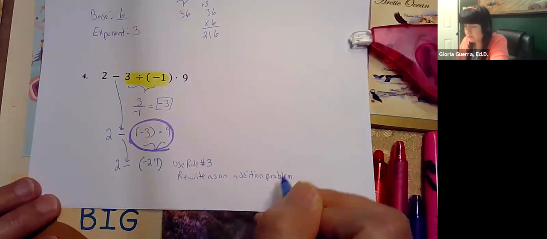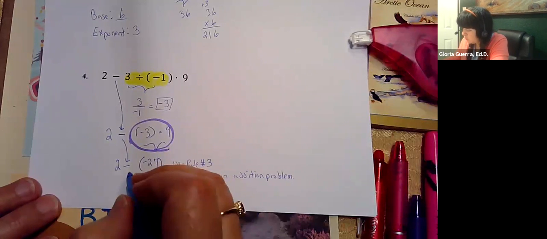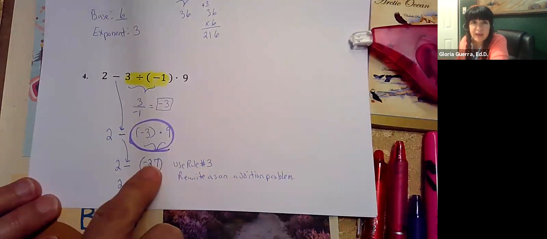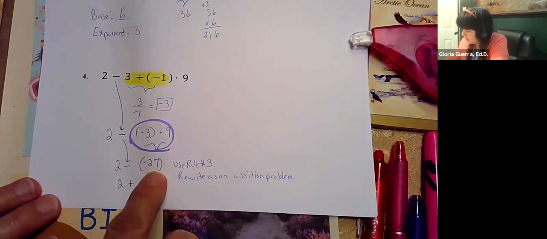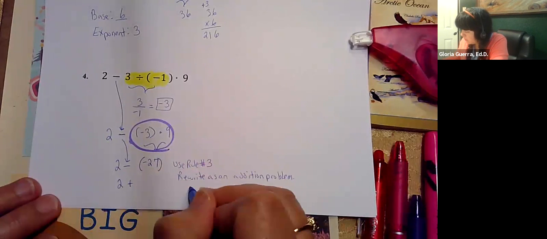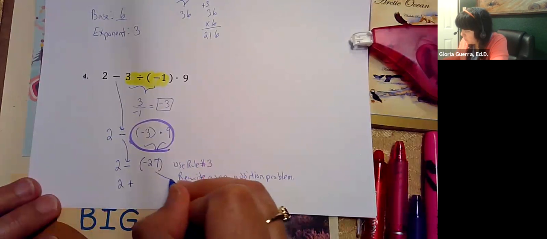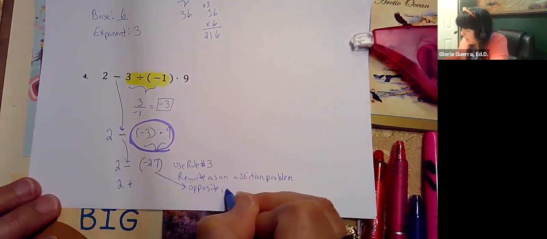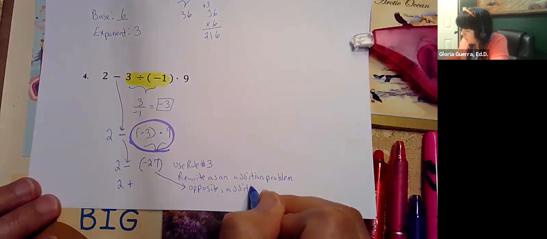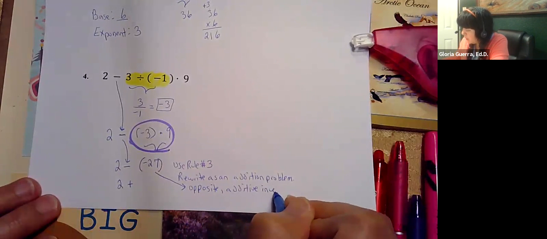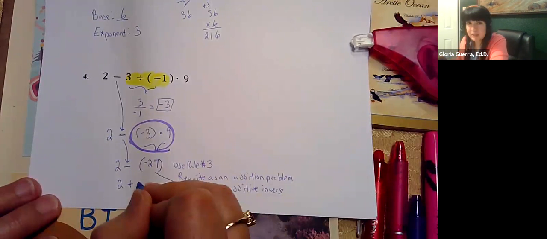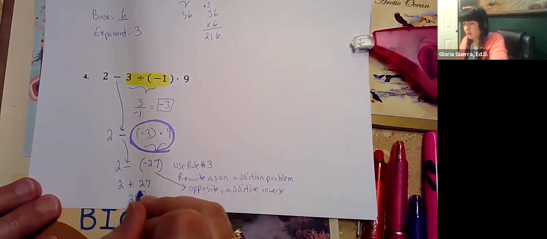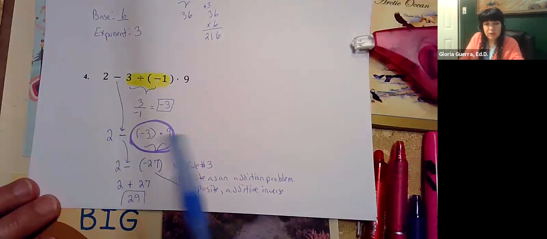Remember what we learned in that section? So this is going to be 2 plus, and then you take the opposite, the additive inverse, and that'd be 27. And then 27 plus 2 is 29. So you should have gotten 29 for that.